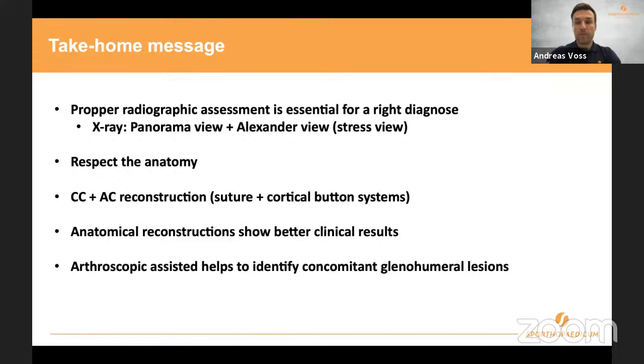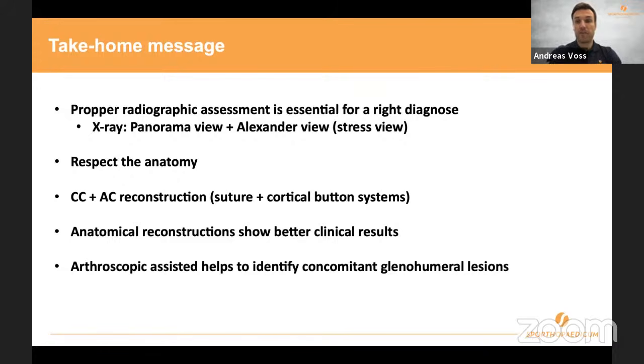Whether you do it arthroscopically or open, it has been shown that the arthroscopic assisted approach also helps to identify concomitant glenohumeral lesions, which we have in up to 17% of AC joint dislocations. And we also know that anatomic reconstructions show better results compared to non-anatomic reconstructions.